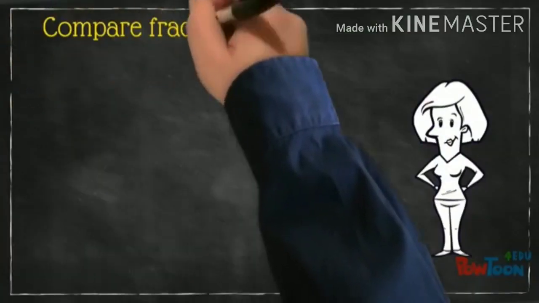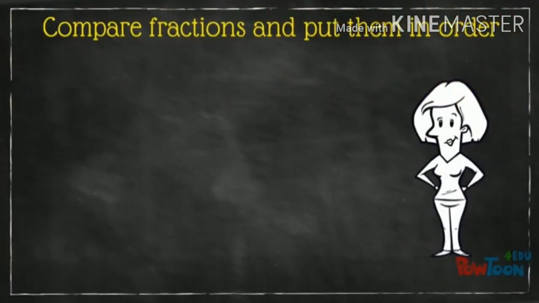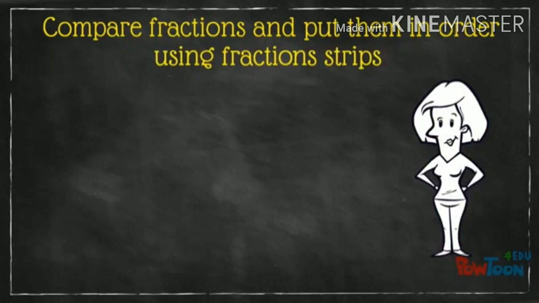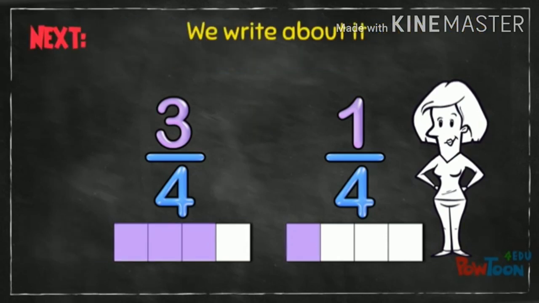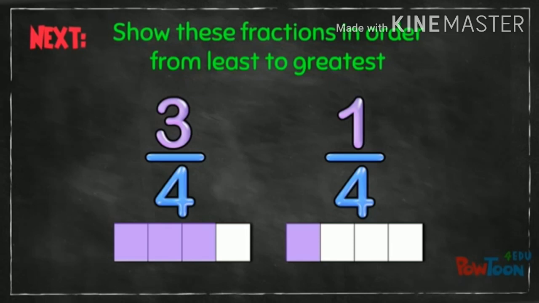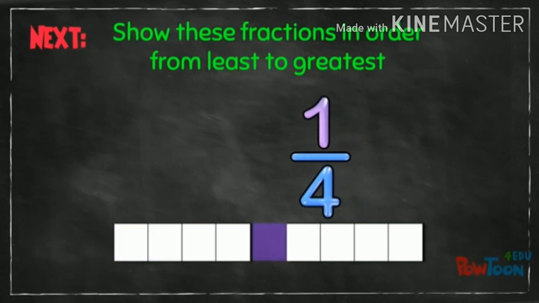We can compare fractions and put them in order using fraction strips. Here's 3/4 and 1/4. And here's an illustration of those fractions using fraction strips. You can see straight away that 3/4 is the greatest fraction. Next, we write about that using the greater than or less than signs. We're going to show the fractions from least to greatest, and that's smallest first.